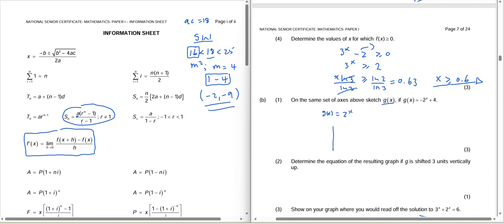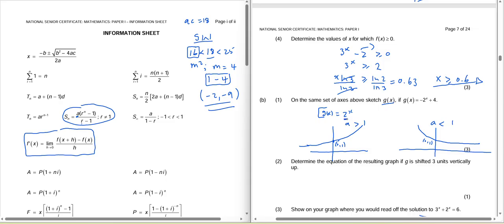Now, when you are sketching g of x, your graph will be expected to be, because remember we said there are two cases. When a is greater than 1, we expect the graph to be looking like this, right? And when a is less than 1, you need to know that the graph will be looking like this. Then this is like coordinate 0, 1. This is coordinate 0, 1. So that is the general structure.